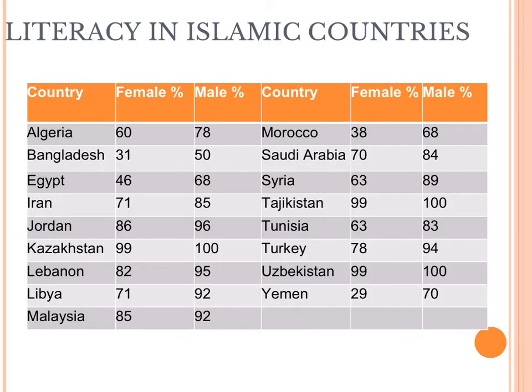This table shows some of the data that I'm going to use to construct our first stem plot. As you can see, it describes literacy in Islamic countries. It gives us a country as well as a female percentage and a male percentage who are literate in each of them. The first stem plot that we're going to construct will just deal with the female percentages. The second will do a comparison of female and male.